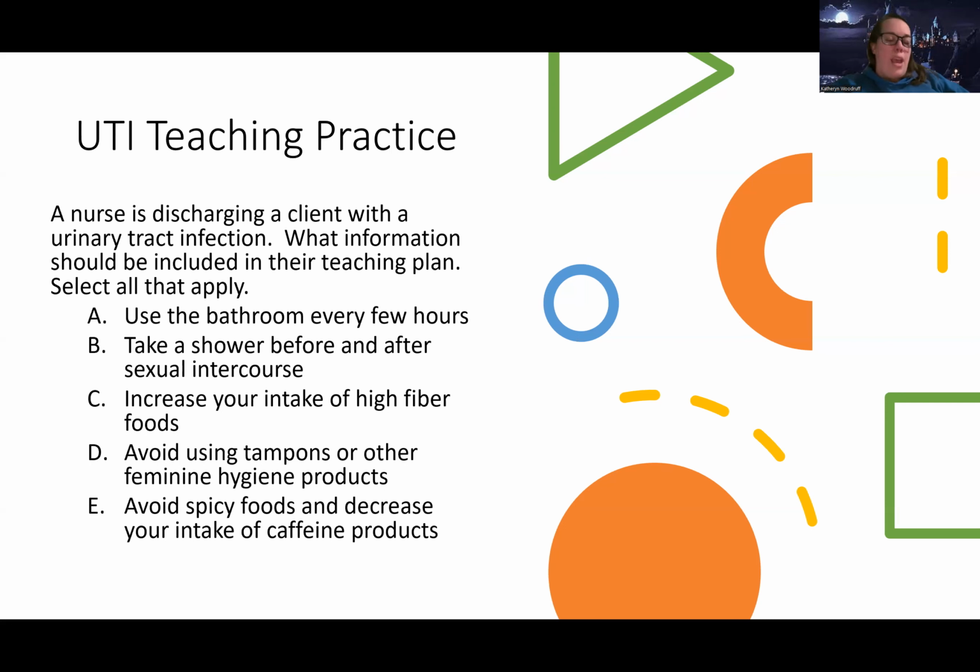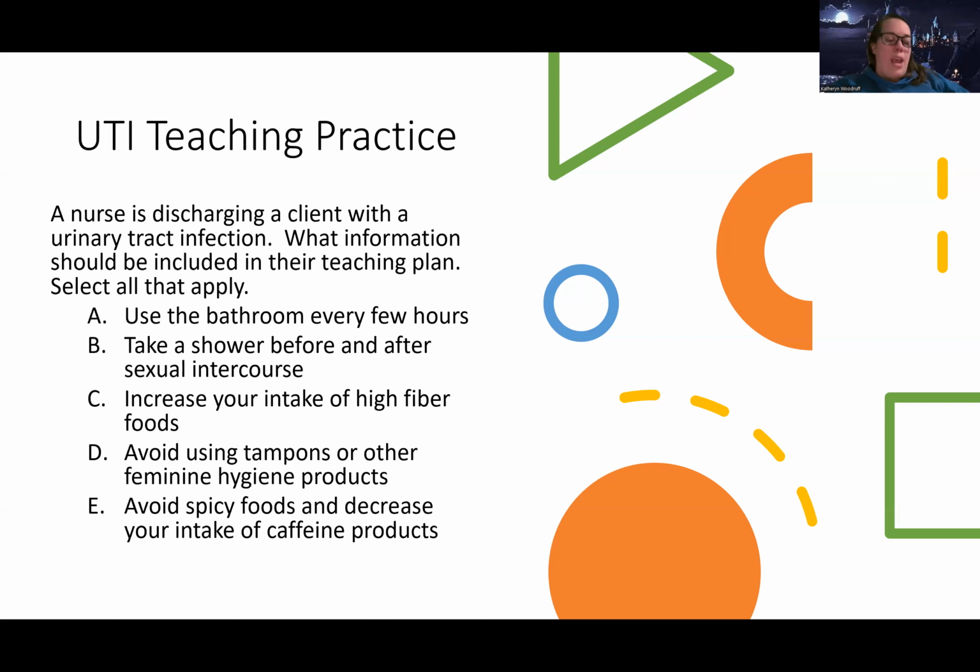Avoid spicy foods and decrease your intake of caffeine products. Those all sound like irritants. So I was going to say that's good to do. So I'm going to teach them to use the bathroom every few hours, increase their intake of high fiber, and avoid spicy foods and decrease their caffeine intake. And on top of that, empty the bladder regularly and completely. You need to empty your bladder before and after sexual intercourse just to help to get rid of that bacteria.